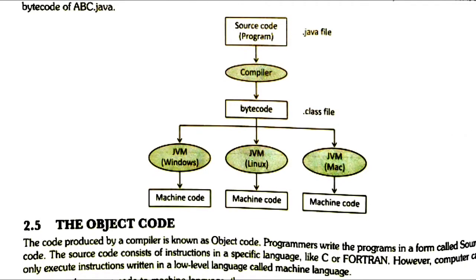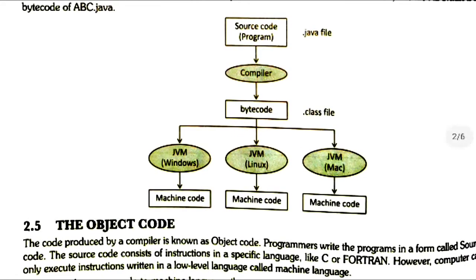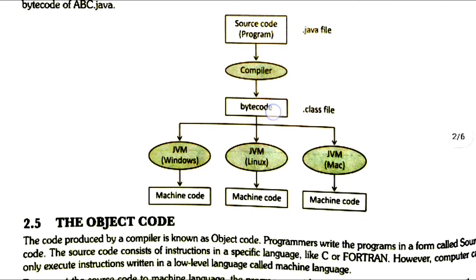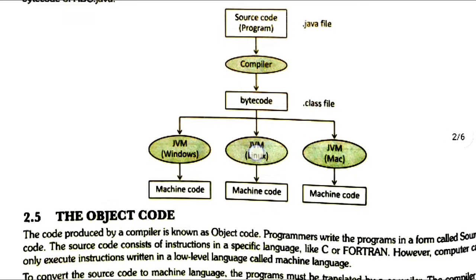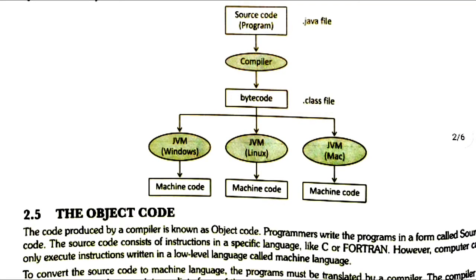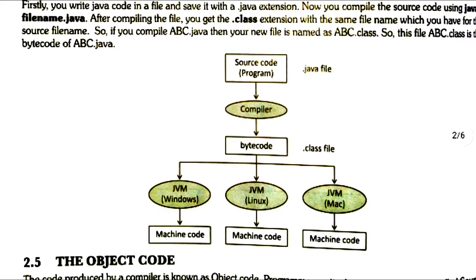JVM is the Java virtual machine. Windows computers have a different type of JVM installed, Linux computers have a different JVM installed, and Apple computers like Mac computers have a different JVM installed on Apple machines, but the bytecode will be the same. So the same program can execute on Windows computers, on Linux computers, or on Apple computers. That's why we say Java is platform independent. Why is Java platform independent? Because of this bytecode, right?